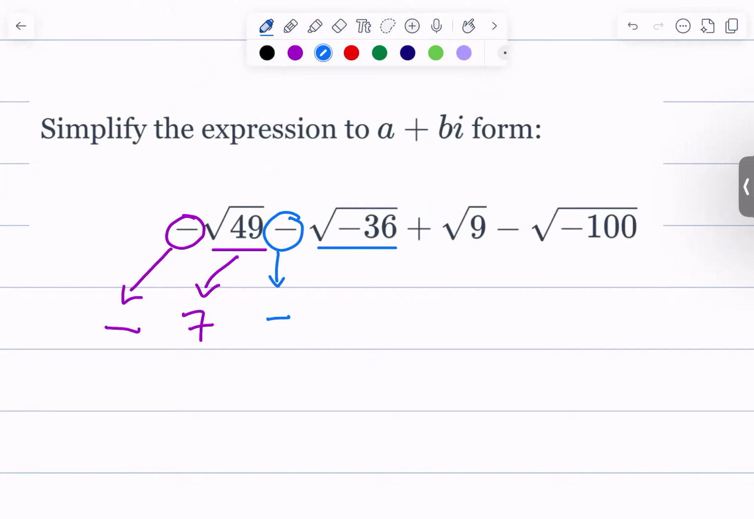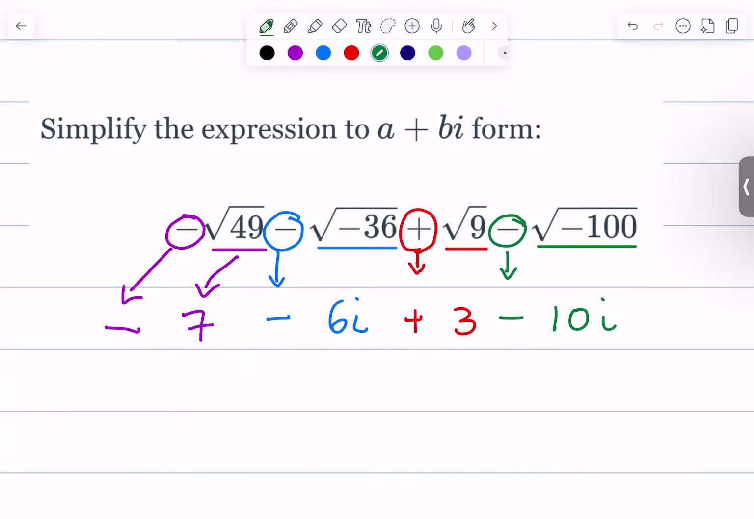What is the square root of negative 36? 6i. Can we all get there? Just in one step? Yeah. Plus, this plus comes down. What is the square root of 9? 3. This minus comes down. What is the square root of a negative 100? 10. Square root of 100 is 10. The negative 1 becomes an i.